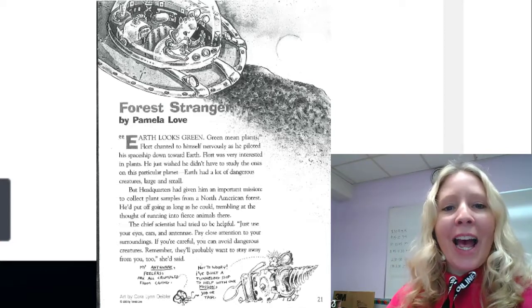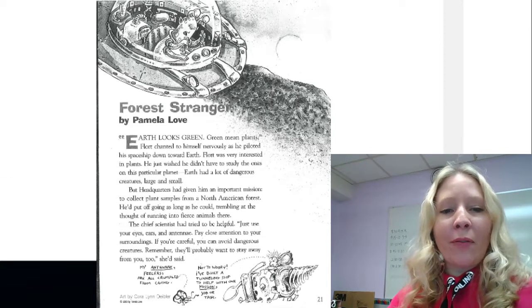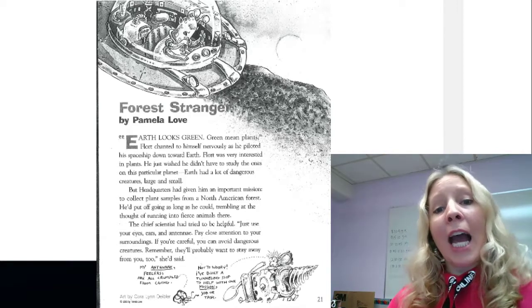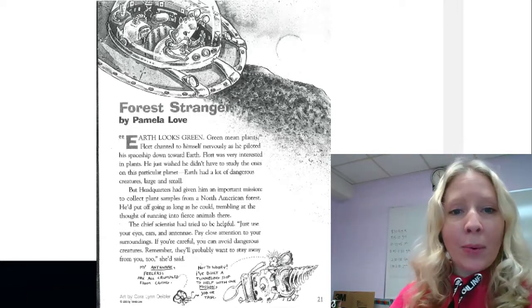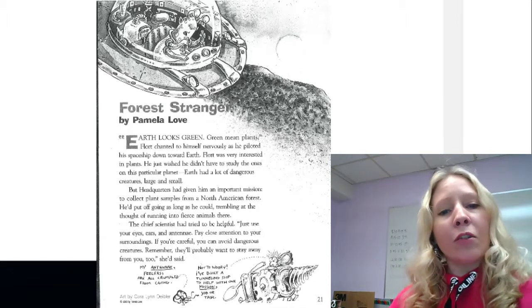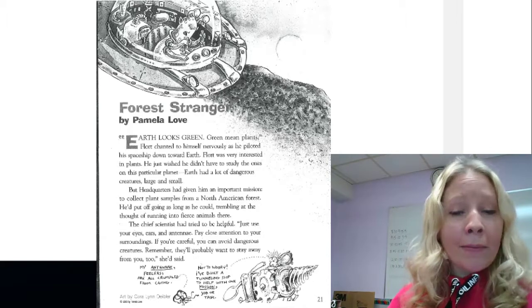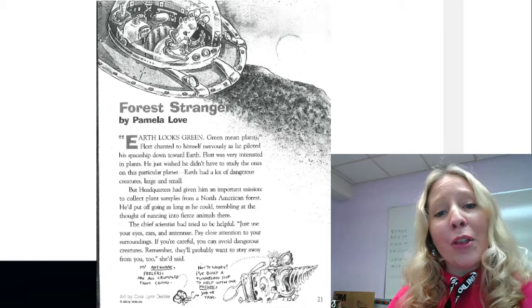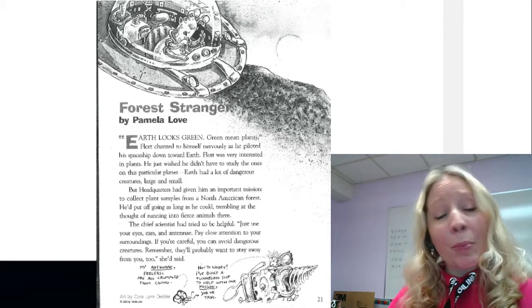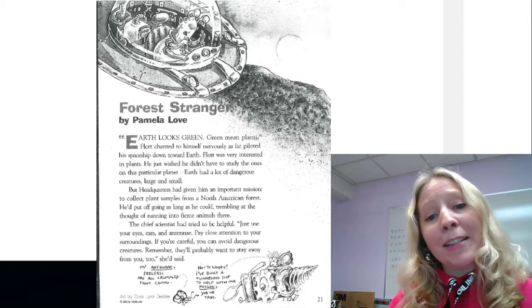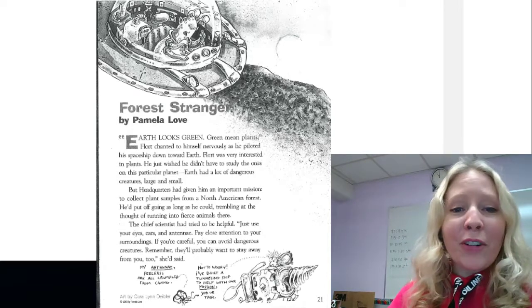At this point, after sharing the stories the students have created around the story impression, they would then be given the actual text on which that story impression is based. In this case, it's the short story Forest Stranger by Pamela Love. And they would read that story and go back and talk with their partners about the elements that they were spot on with, that they really did predict correctly, and then those elements that were quite different in the story.